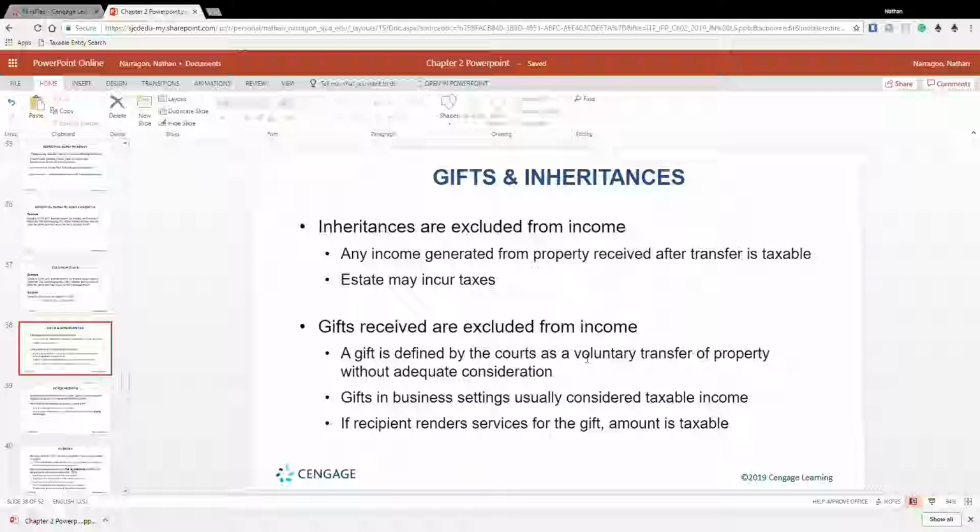Then it's excludable. There is actually a gift tax form that does have to be done, and this is just an information report that shows who you gifted to.